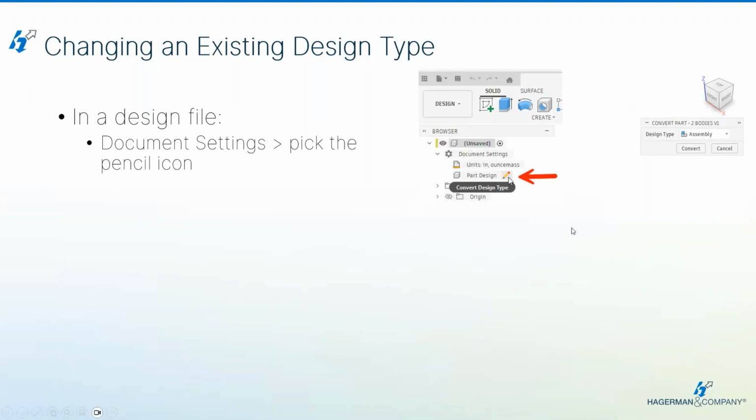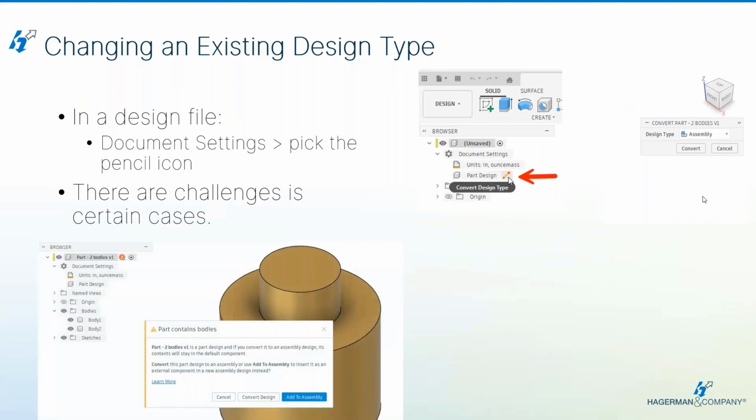So to change, in the design file, click on that pencil. Over on the other side of your screen, down underneath the view cube, you'll see a little dialog box and get the chance to pick what kind of file you want to change it to. Now, there are some challenges, gotchas, whatever you want to call it, with going to certain cases, certain paths. We're going to take a look at those.